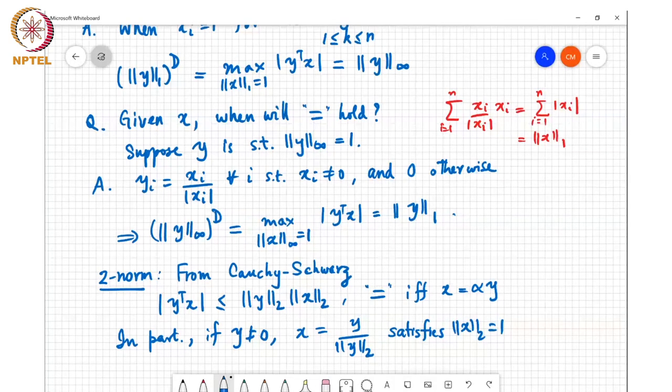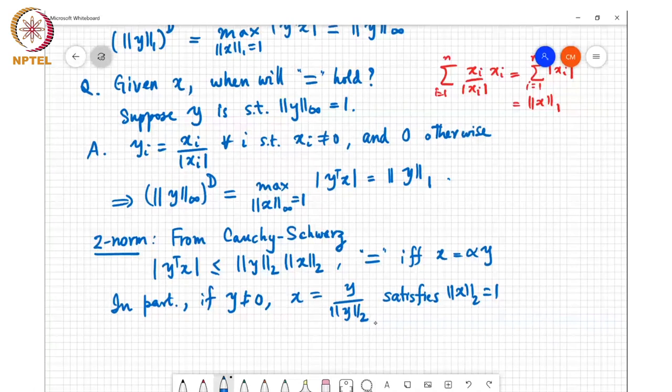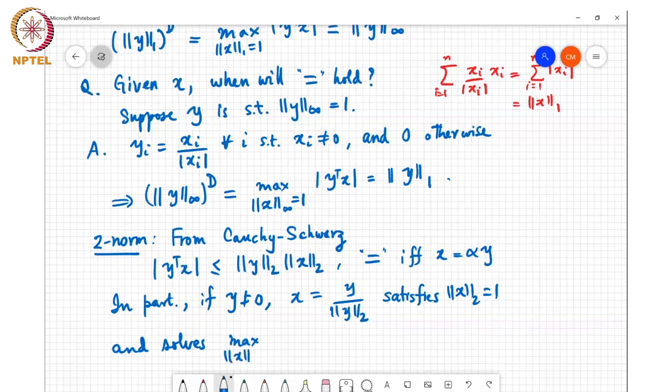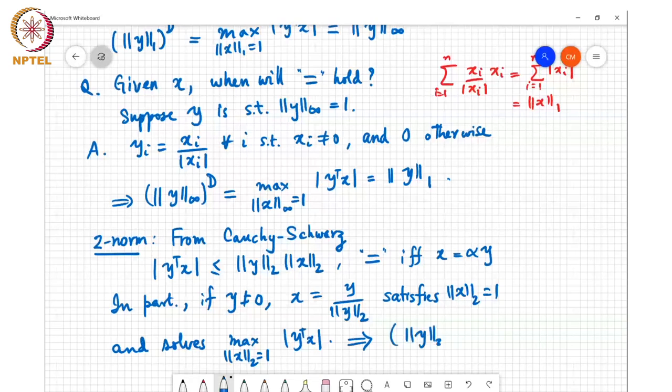And so this quantity achieves the bound, and it solves the max over the L2 norm of x equals 1 of mod y transpose x. So that implies the dual norm is equal to the L2 norm itself. So we say that the L2 norm is itself dual.